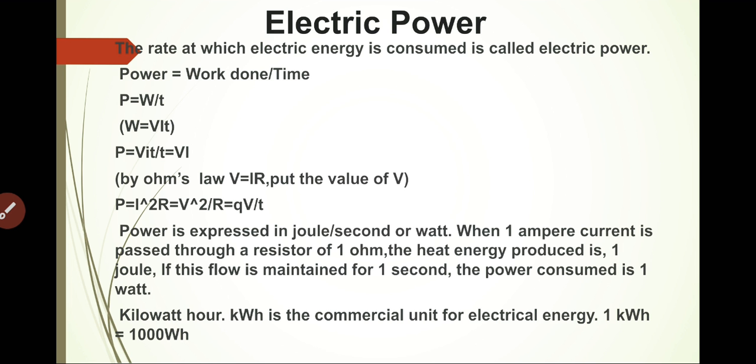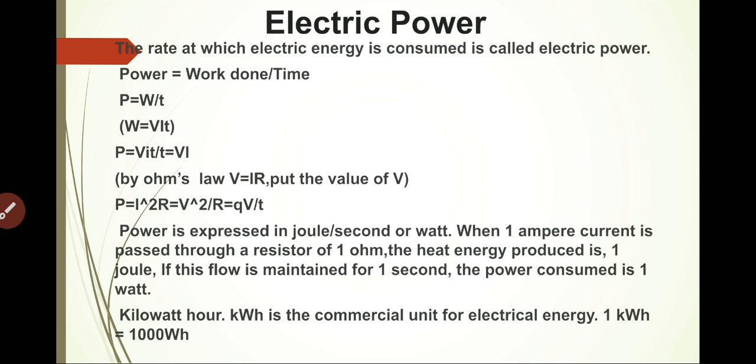By Ohm's law, we put the value V equal to IR. So we will get P equal to I square R, or V square by R, or QV by T. Now power is expressed in joule per second or watt. What is the unit of current? Ampere. When 1 ampere current is passed through a resistor of 1 ohm, the heat energy produced is 1 joule. Energy is measured in joule. If this flow is maintained for 1 second, the power consumed is 1 watt.